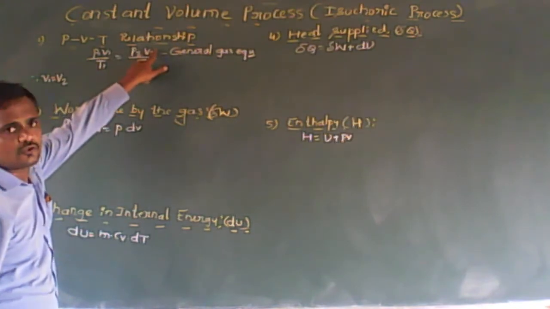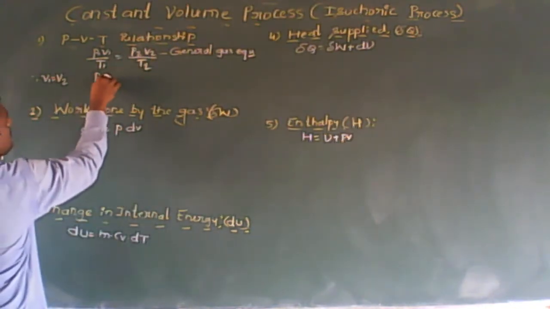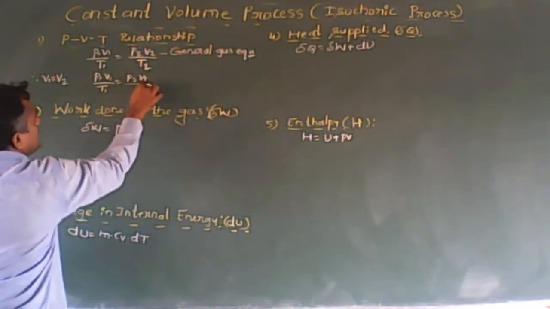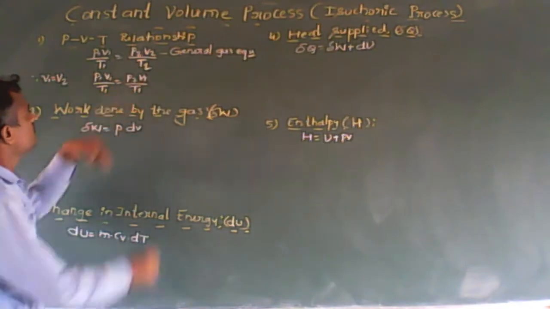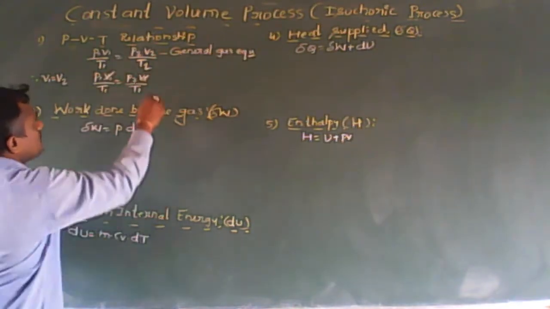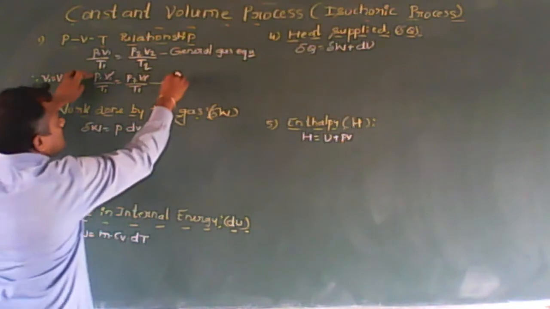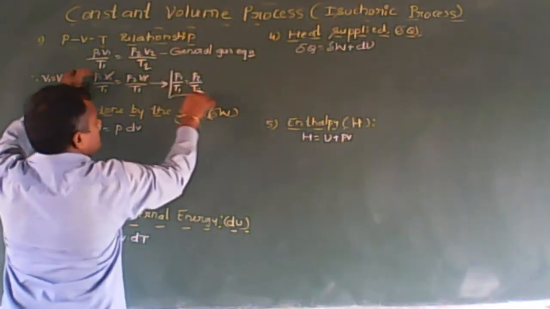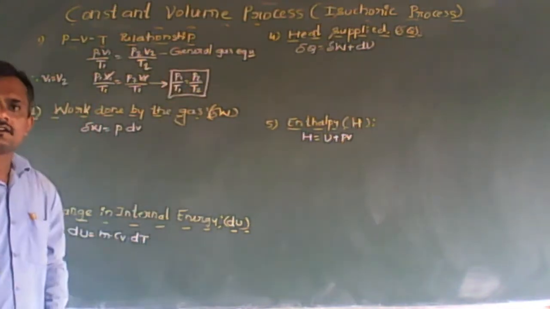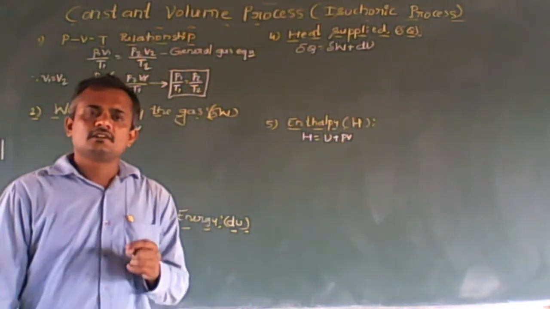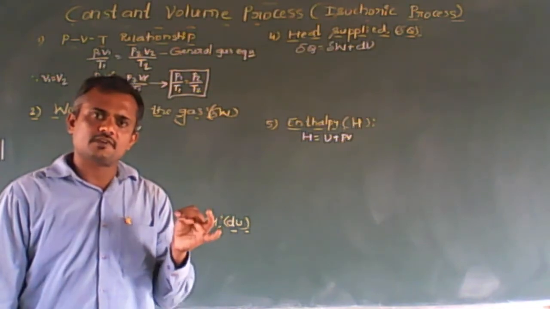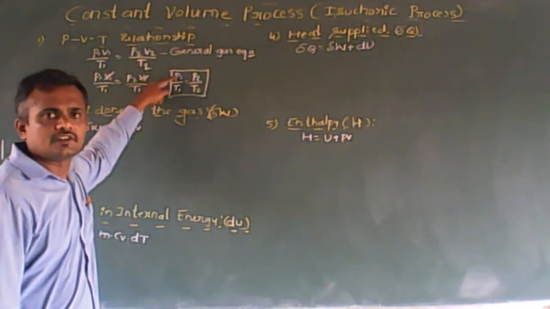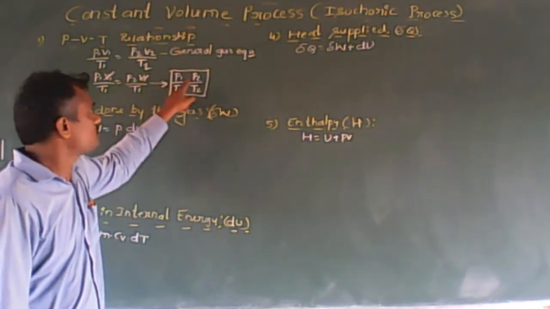Since V1 equals V2, P1 V1 by T1 is equal to P2 V2 by T2. Instead of V2, I can write V1 again, so V1 and V1 get cancelled. What is remaining here? P1 by T1 is equal to P2 by T2. This is for a constant volume process. The relationship between pressure, volume and temperature, where volume is constant, gives P1 by T1 is equal to P2 by T2.